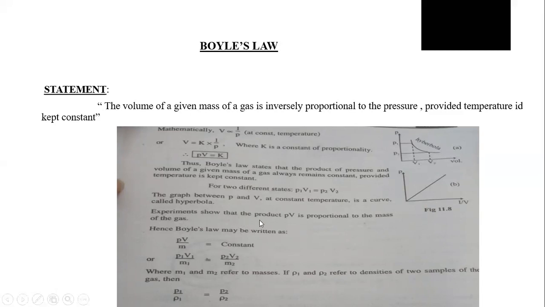Experiment shows that the product PV is proportional to the mass of a gas. So we can write it as PV upon M equals to constant. For two different states, P1 V1 over M1 equal to P2 V2 over M2, where M1 and M2 refer to the masses and rho 1 and rho 2 refer to densities of two samples of the gas, then P1 over rho 1 equal to P2 over rho 2.